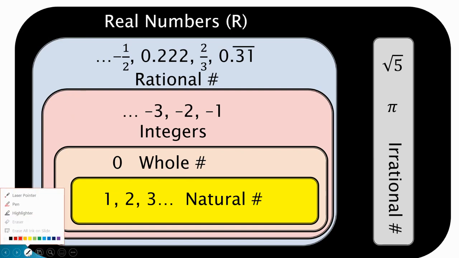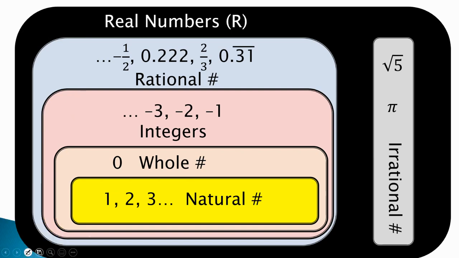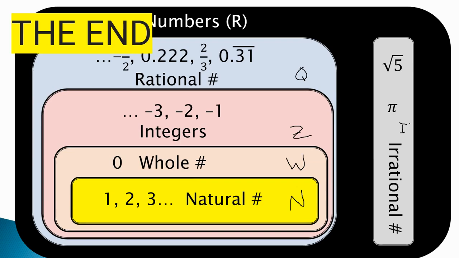If you need those abbreviations again, I'll write them in there. So for natural, the abbreviation was N. For whole, the abbreviation was W. For integers, it was Z. And for rational, it was Q, and then for irrational, it was the letter I. Okay, so those are the abbreviations.